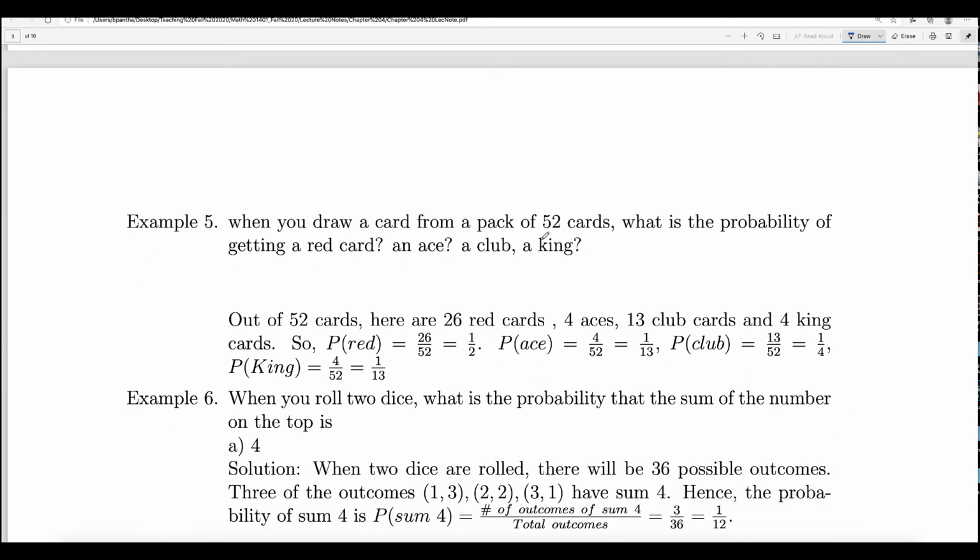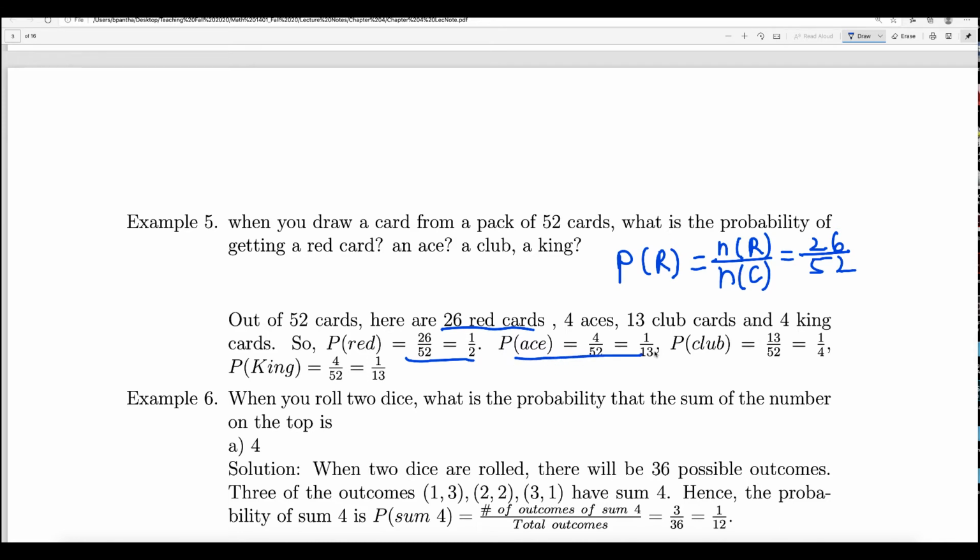When you draw a card from a pack of 52 cards, what is the probability of getting a red card? So how do we find out? The probability of a red card is the number of red cards over the total number of cards. How many red cards are there? If you pick a pack of 52 cards, half of them are red and half of them are black, right? So there are 26 red cards. So the probability is 26 red cards over the total number of cards, 52. And if you divide by 26, you will get 1/2.